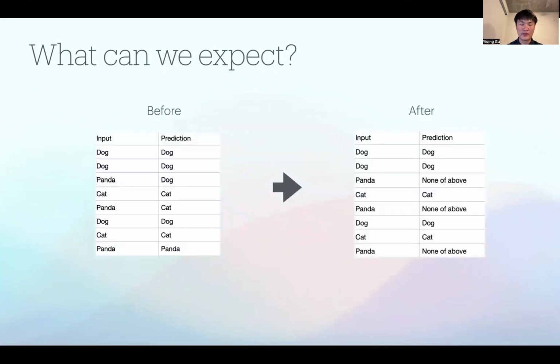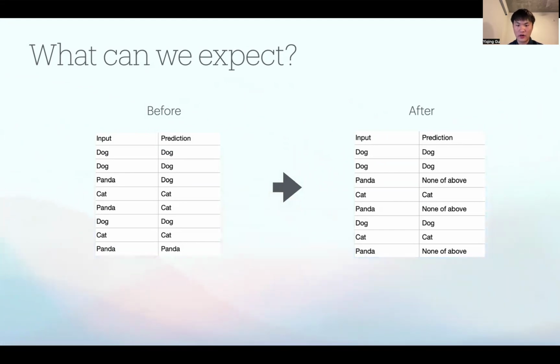What can we expect after using our API? So these are spreadsheets. Before using our API, you can see in input, we have dogs, pandas, and cat pictures. And the predictions, they can be wrong. The classifier is trained by dog and cat pictures. But if we have panda pictures as the input, the prediction will be dog or cat.